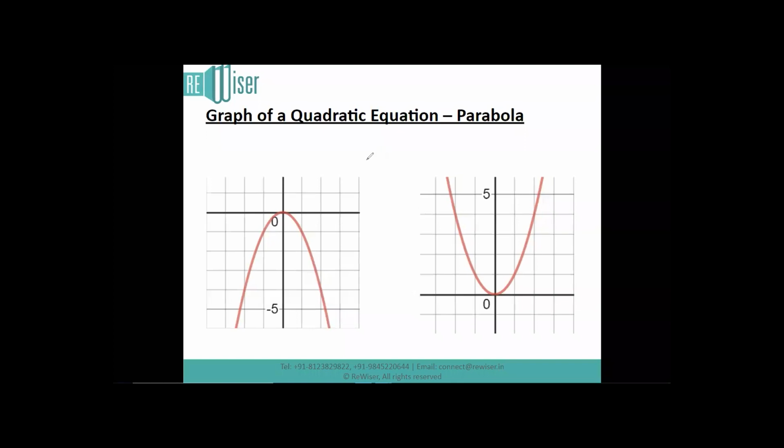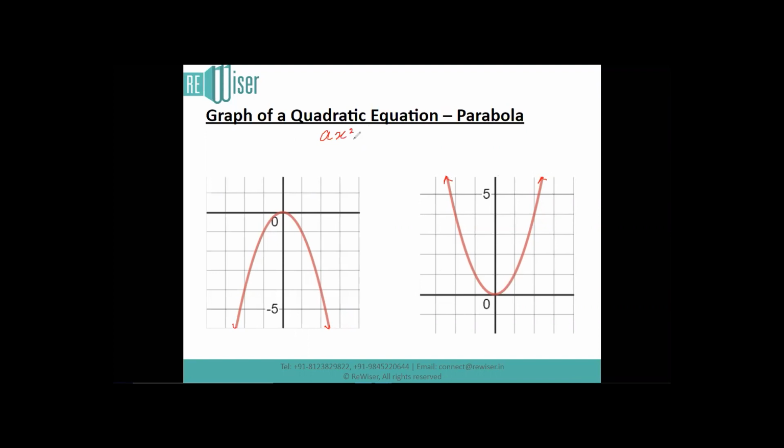If we plot any graph of a quadratic equation on the xy plane, it looks like a parabola. Either the parabola will be concave upwards or concave down. This concavity, whether it's going to be face up or face down, depends on the coefficient of x square.